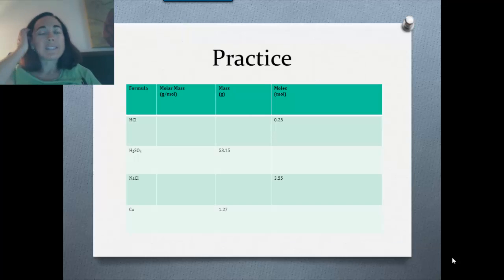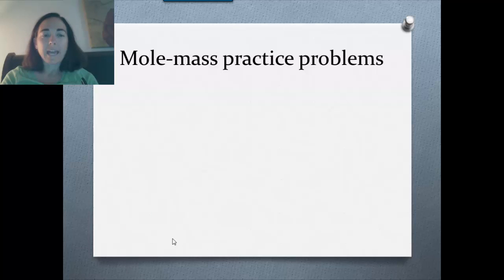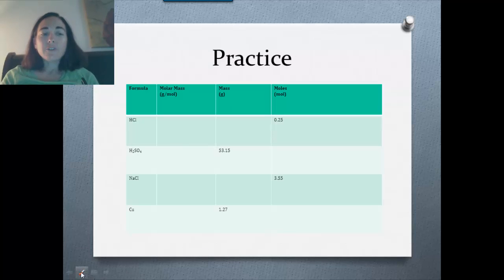Here's a practice table. You have this in your note-taking guide. We're going to actually go through and fill these in together. Alright, so in the first row there, the compound that we're being asked to look at is HCl, or hydrochloric acid. The first thing we need to calculate is the molar mass of that compound.